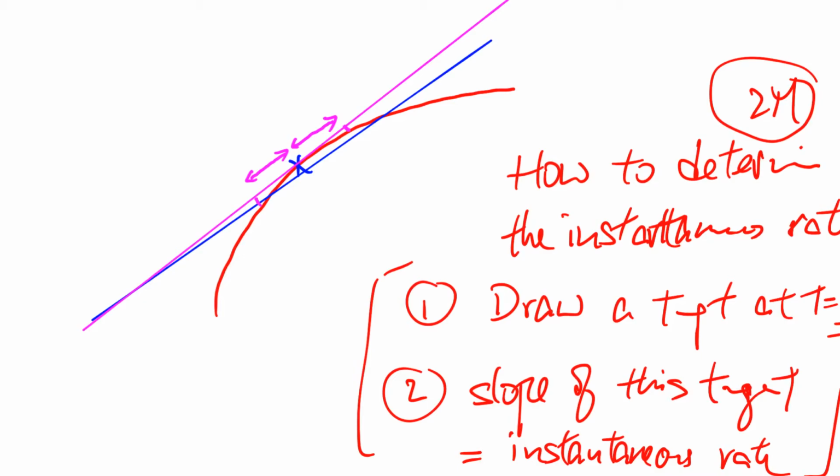Just make sure your tangent doesn't cut two points. Like what I've done for the blue one, this point and this one, that will be a bad one. As long as the tangent just cuts one point, it will be good enough. Okay, so that will be the tangent.